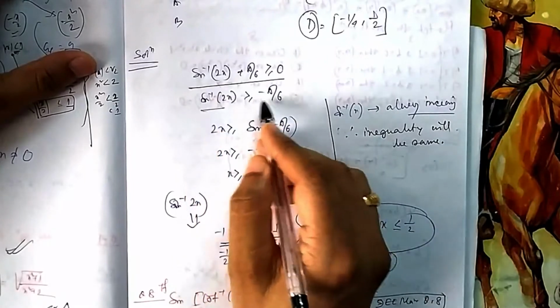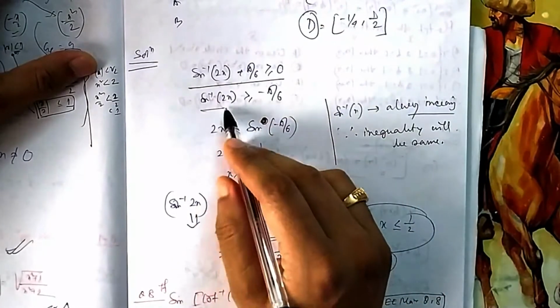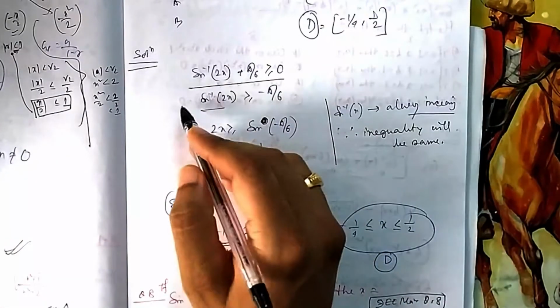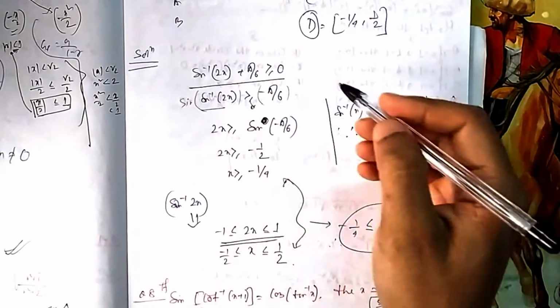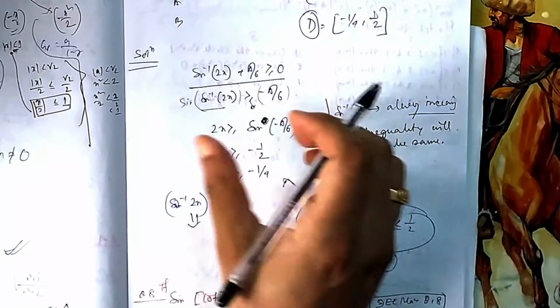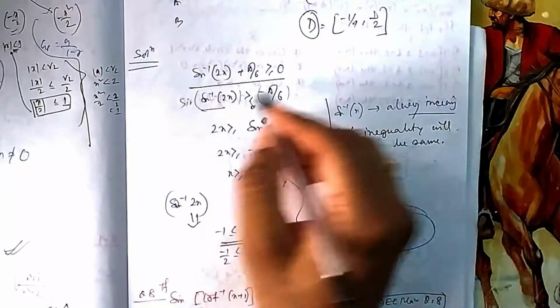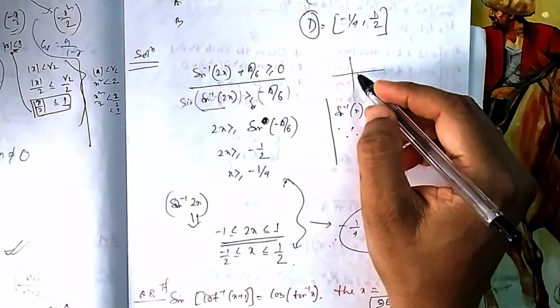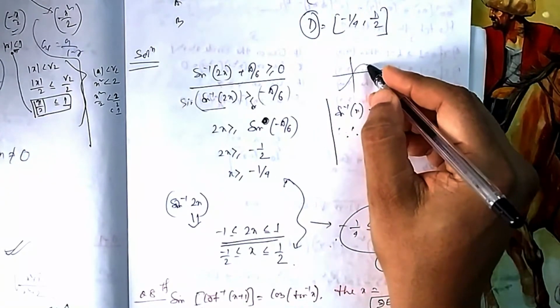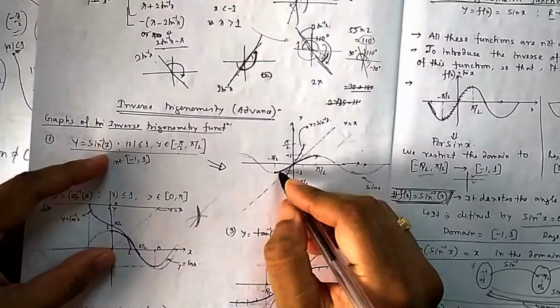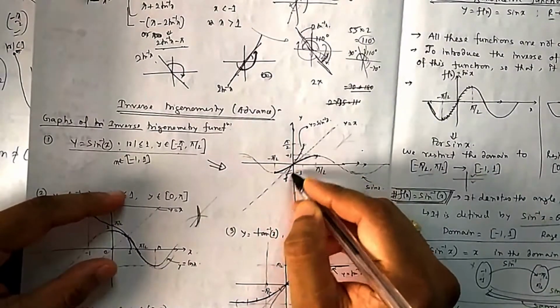That means sin inverse 2x should be greater than minus pi by 2. That means you can take sin on both sides. Why am I taking sin on both sides? Because sin is an increasing function in that region only. For the inverse, what region have I taken? Only some portion. You can see we have taken this portion of sin, and sin and sin inverse are both increasing.